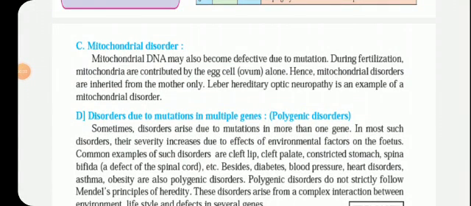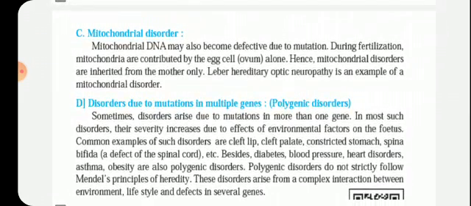Children, as we are studying the genetic disorders, we had studied the chromosomal disorders. Therein we studied three diseases. After that we came to the disorders due to mutation in one gene, that is the monogenic disorders. Therein we studied two diseases, albinism and sickle cell.